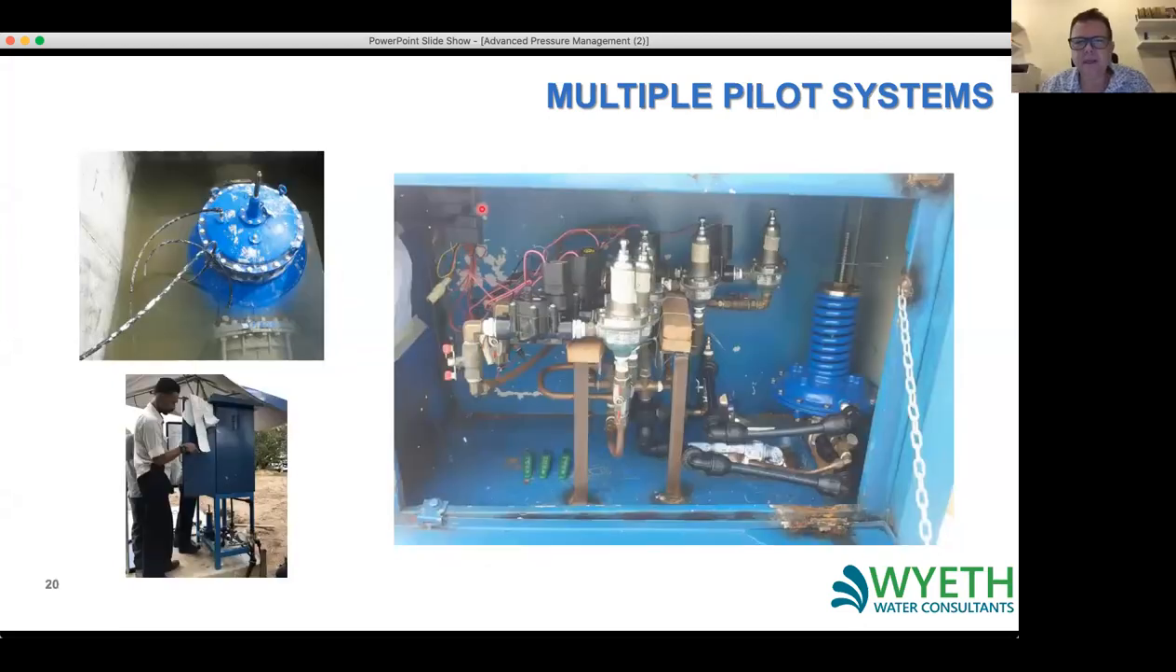What's interesting here is that the main body of the PRV is in the chamber in the ground, and all of the control part of the PRV is above ground in a cabinet. And this makes it a lot easier to make adjustments to the PRV settings and the timer settings.